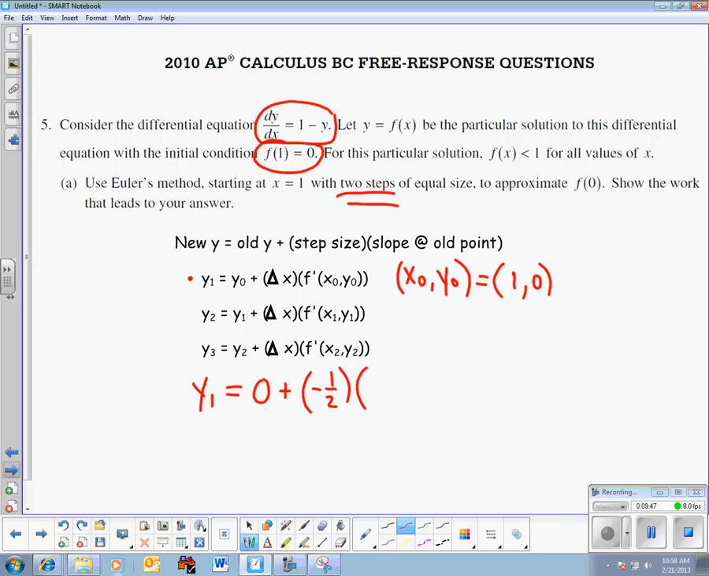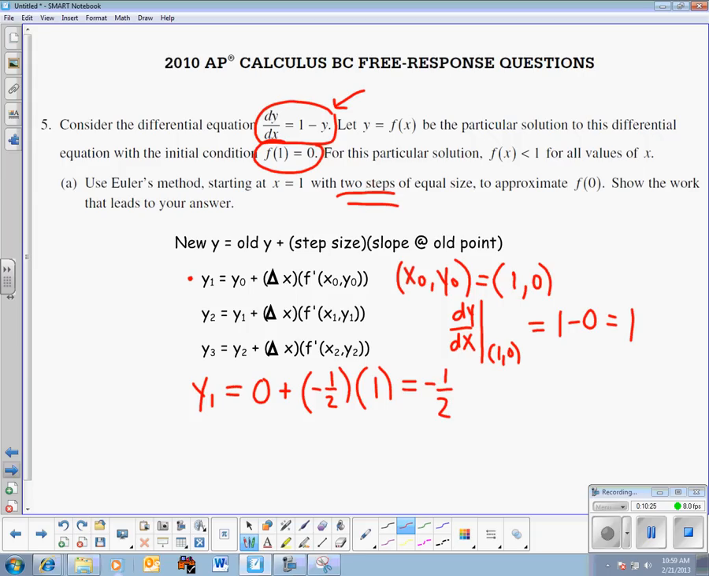So I need to find my slope, my dy dx, at the point (1, 0). And dy dx, which is right up here, is only 1 minus y. So 1 minus y is 1 minus 0, or 1, which means that the slope of this line at this point is equal to 1. All right, so there's that 1 right there for f prime of x sub 0, y sub 0. f prime and dy dx mean the exact same thing. So what's this tell me about my new y value? If it's 0 plus negative half times 1, it's negative 1/2.